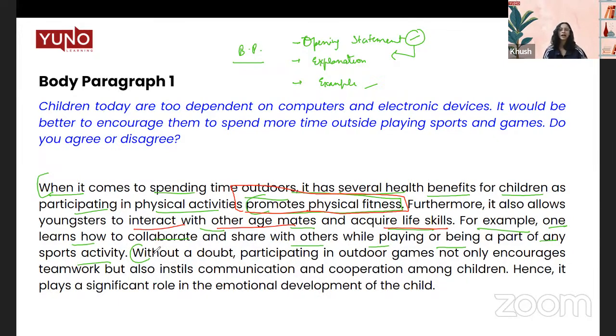Now, again, there's this closing statement that I'm giving to develop my idea more. If you feel that you've not developed the idea enough, then after an example, we can give a closing statement as well. What will this look like? Without a doubt, participating in outdoor games not only encourages teamwork, but also instills communication and cooperation among children. Hence, it plays a significant role in the emotional development of the child. So, this is how you can elaborate your body paragraph.